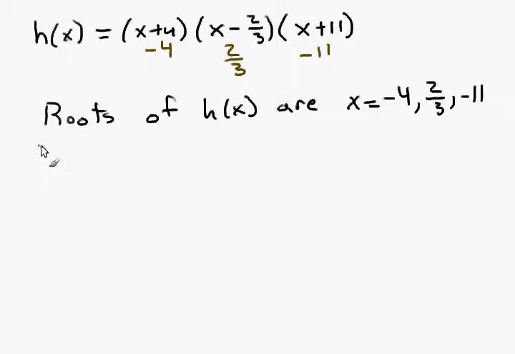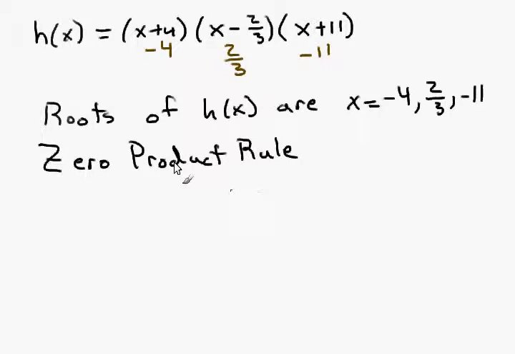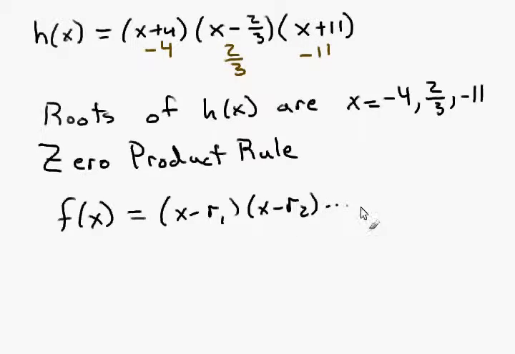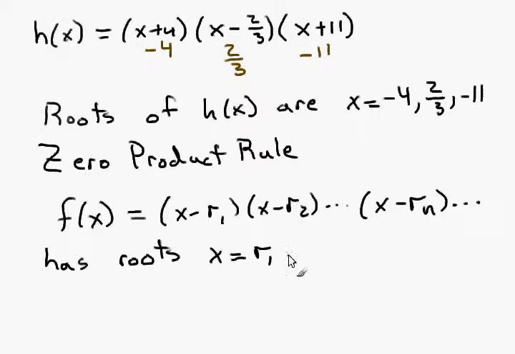And this is called the zero product rule. Zero times anything is 0. So a function that looks like x minus r1, x minus r2, and so on, this has roots x is equal to r1, r2, and so on, rn, because it's in this form.